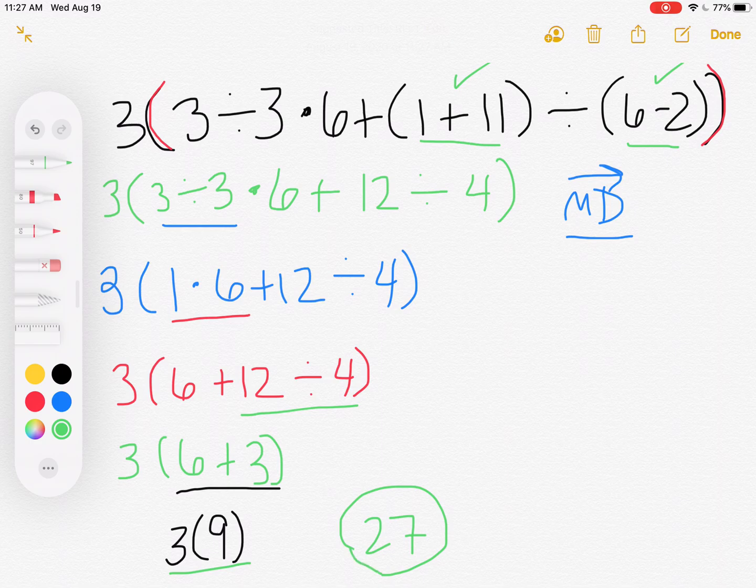Sorry about that little flash of my icons there. That is it for our example problems.